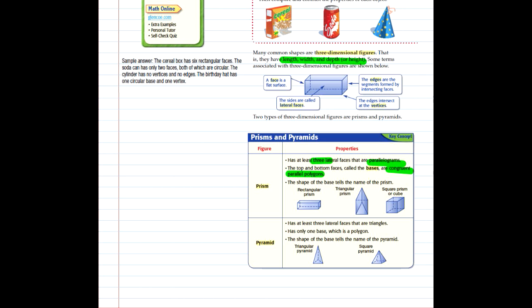A pyramid has at least 3 lateral faces that are triangles. It only has 1 base, which is a polygon. And again, the shape of the base tells the name of the pyramid, triangular or square in this case.